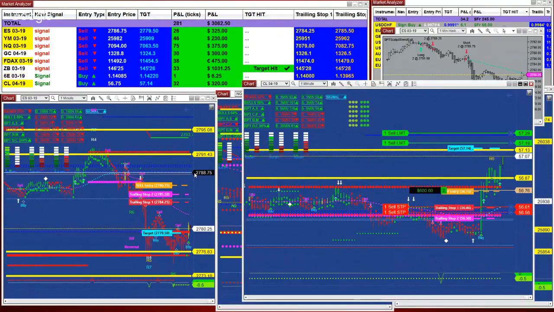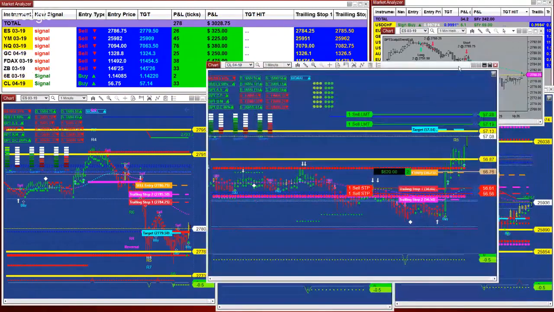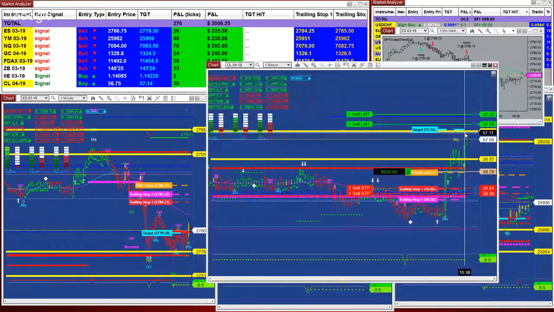So there we go, folks. We are about to hit the target on the CL. There is a little bumper with your fib zone at 57.11.